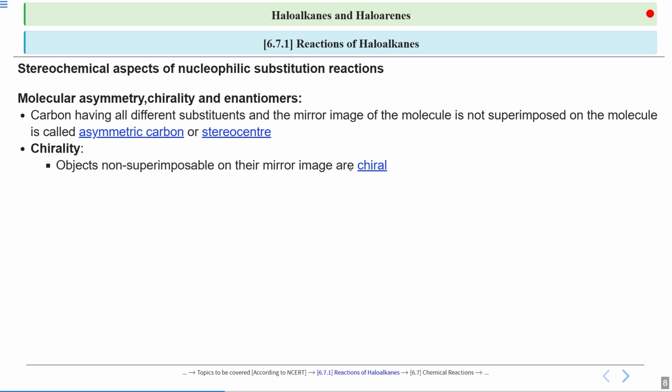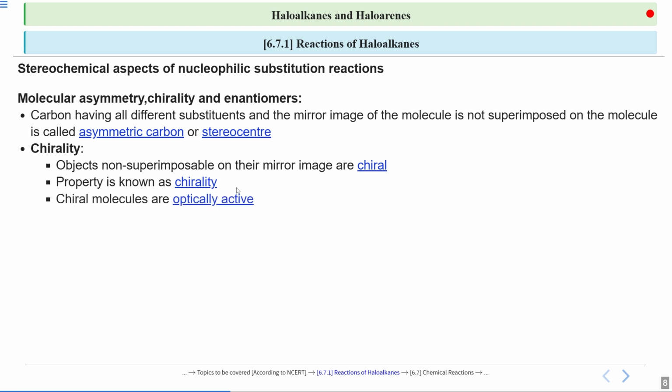One example is our hands. If you draw the mirror image of one of our hands by putting a mirror in between, and you take that image and put it onto the initial hand, then it will not be superimposed. That means the initial hand and its mirror image are non-superimposable, so they are chiral. And this property is known as chirality.